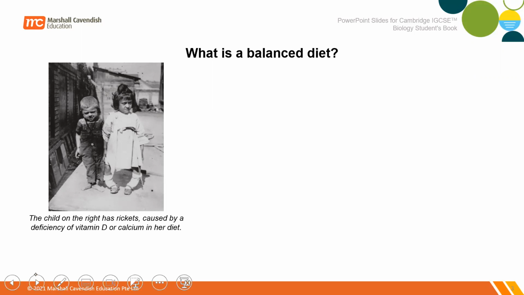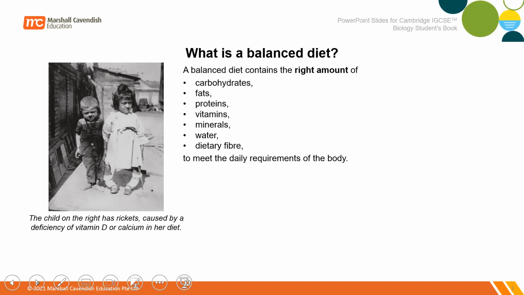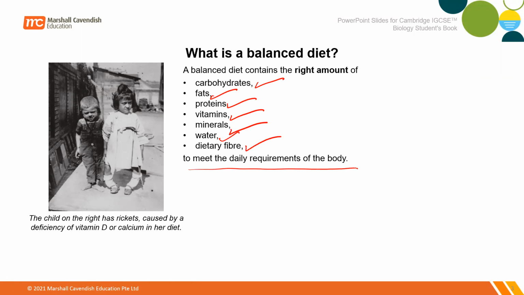If I asked you at the beginning, what is a balanced diet? You have to mention that a balanced diet contains the right amount, or the right proportions, of all of the nutrients such as carbohydrates, fats, proteins, vitamins, minerals, water, and fiber. This is to meet the requirements of the body. And this is a very important point.